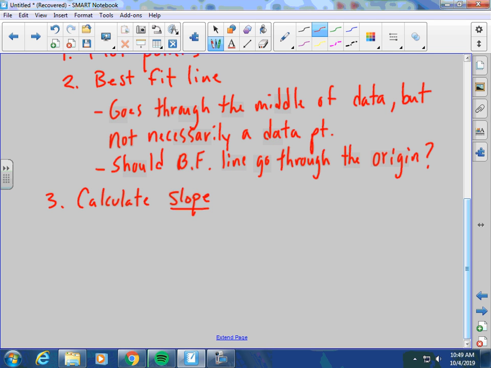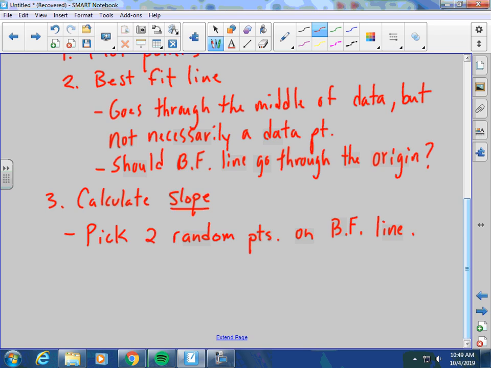Okay, so what we're going to do is pick two random points on the best fit line, okay? Not our own data points, two random points on the best fit line. Remember, the best fit line might not run through or hit any of our data points. So basically our graph, the data points, after we draw the best fit line, we're done with them. We can ignore the data points. Now we're just looking at that best fit line. So we're going to pick two random points on the best fit line.